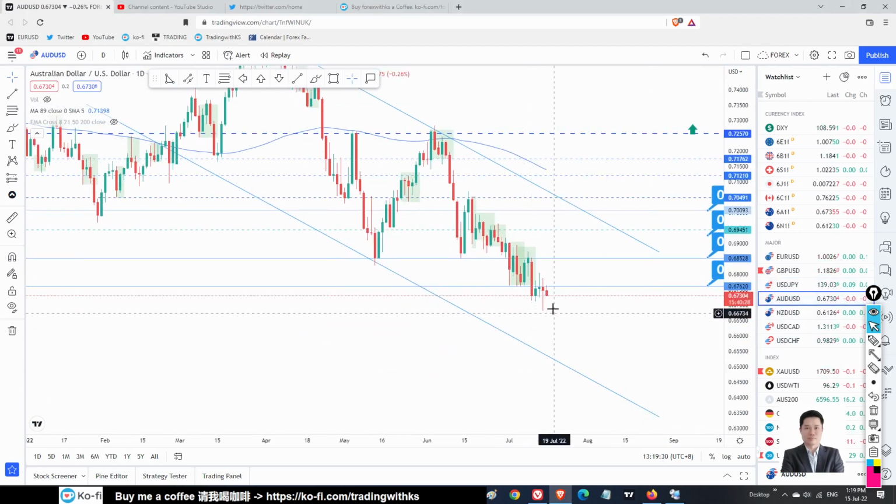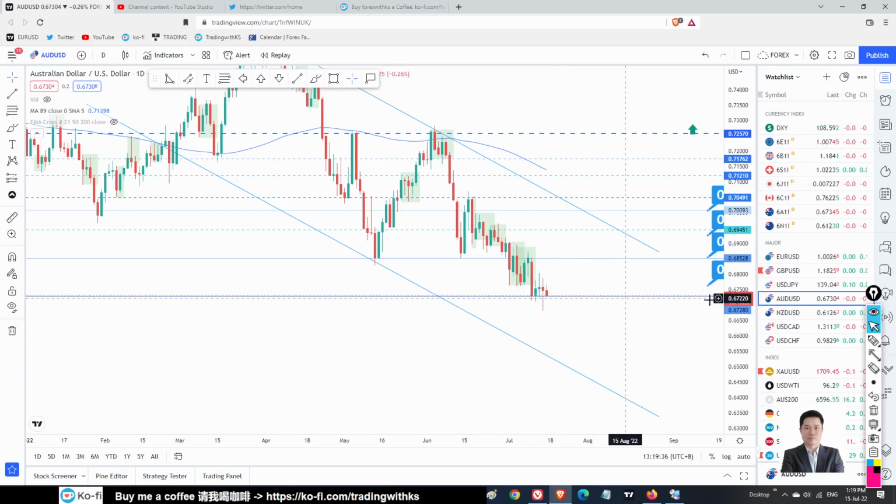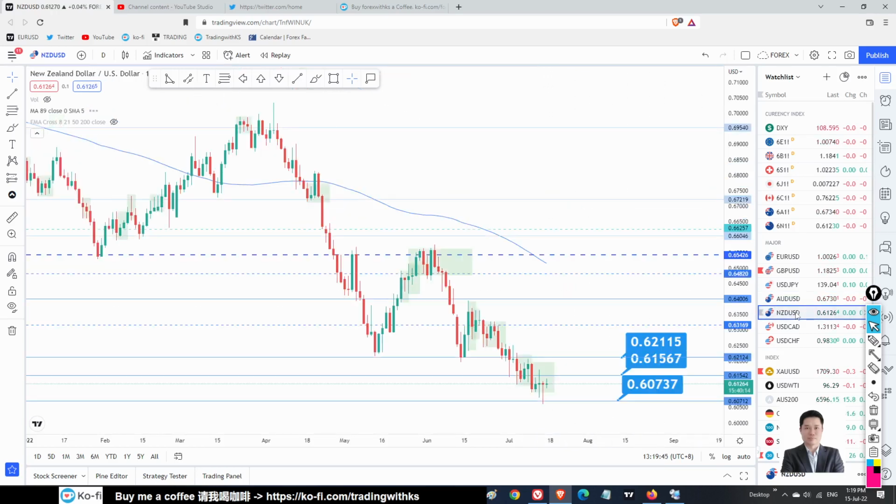Aussie dollar, we got pin bar over here. So there is a possibility the price might rebound tonight. So this one we have to wait and see. Okay, the price is starting to go sideways.